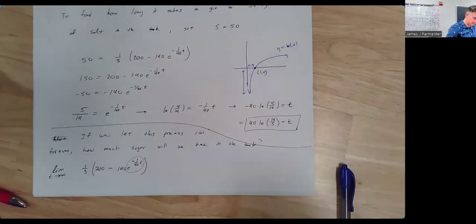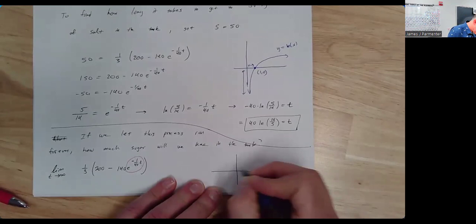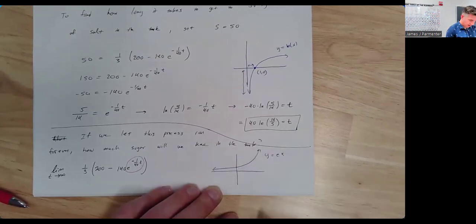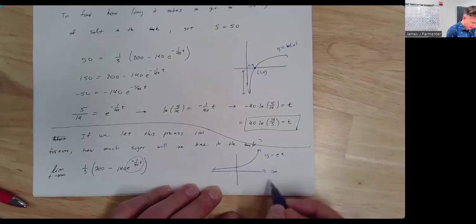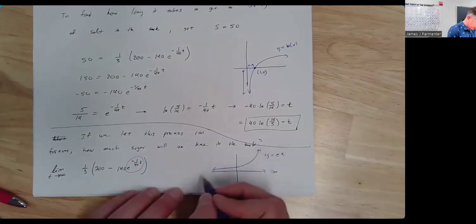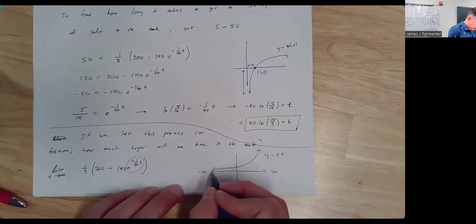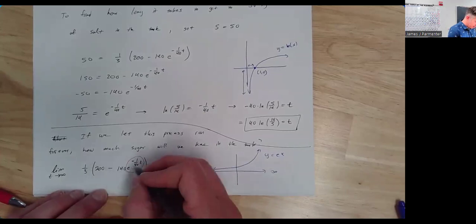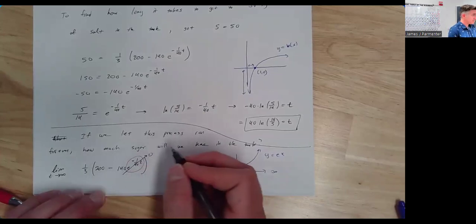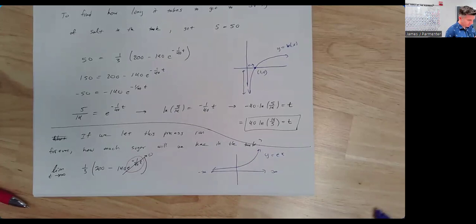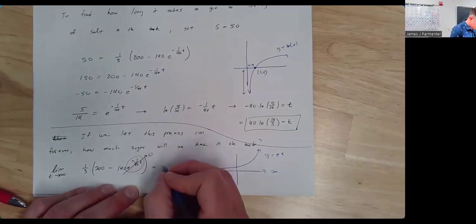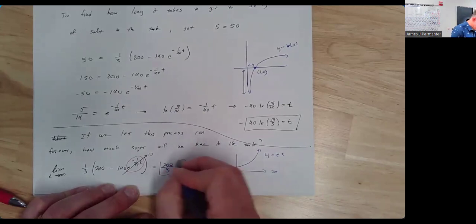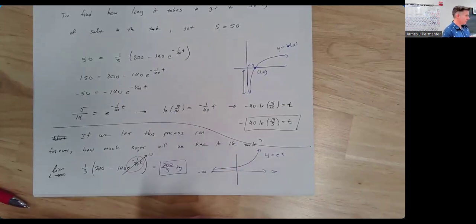The graph of e to the x looks like that. So if x is going to infinity out that way, then e to the x is really big. If x is going to negative infinity out that way, then e to the x is really, really close to 0. So this e to the negative 1/40t goes to 0 as t goes to infinity, which means we're left with 1/3 times 200, which is approximately 66.66, whatever.